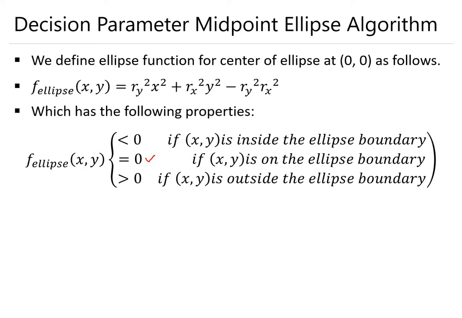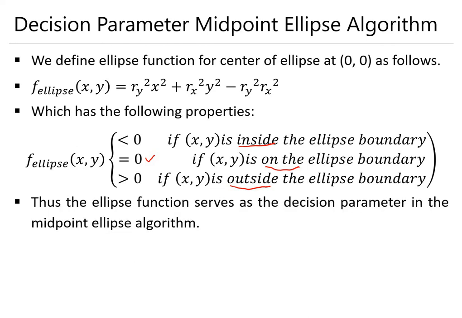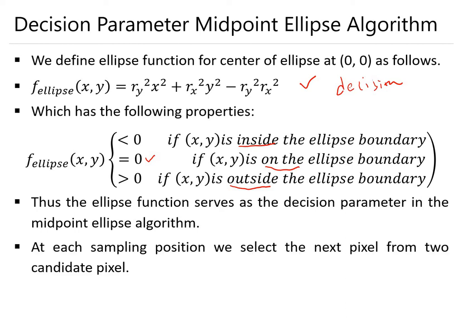If the function of the ellipse is greater than 0, it means the point is lying outside the boundary. If it is less than 0, it is inside the boundary. If it is equal to 0, it is on the boundary. Thus the ellipse function serves as the decision parameter in the midpoint ellipse algorithm. So this function will be your decision parameter. At each sampling position, we select the next pixel from the two candidate pixels.